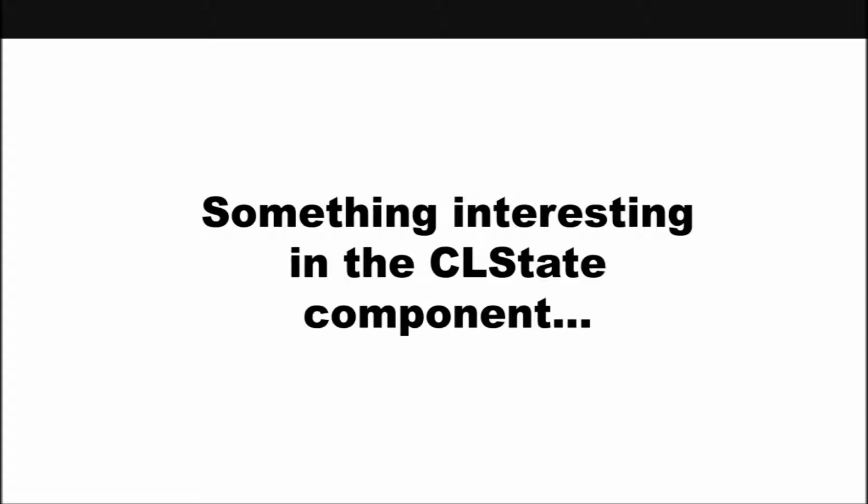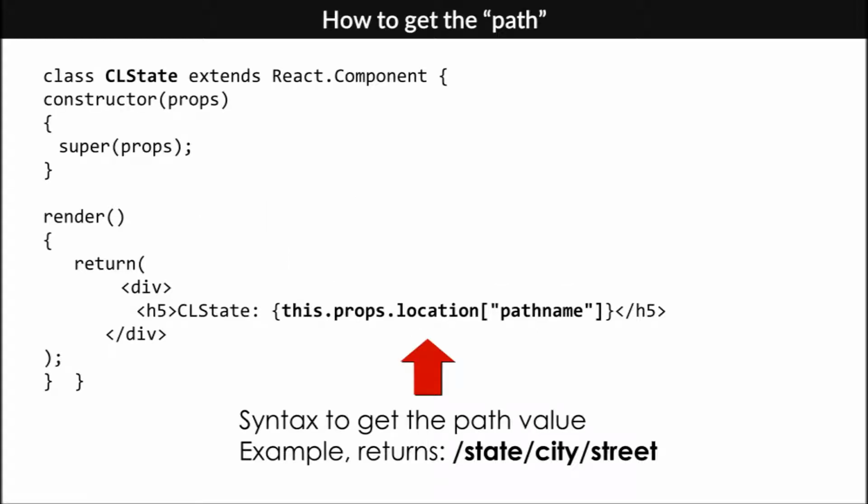Something interesting about the CL state component, I just want to highlight this. When I'm in CL state, if I actually want to get hold of the actual path, this is the syntax you can use. this.props.location.pathname, explicitly with double quotes around pathname, just as you see, will return the actual values in the URL.